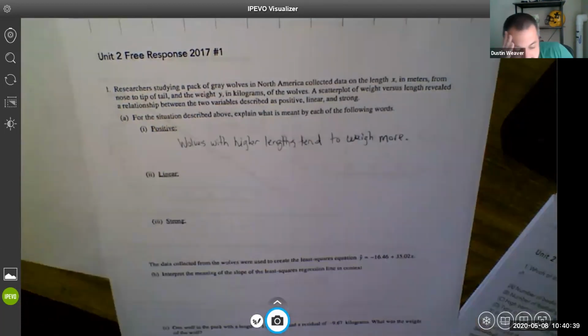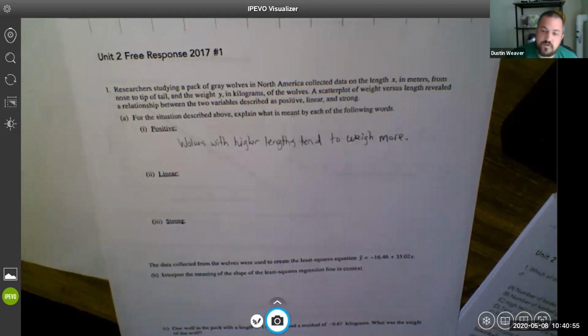So you don't want to say that as the weight increases, the length increases, because that's like a definitive statement. So you want to say it tends to increase, or on average it increases. That's a really key thing that can lose you a few points. So you want to say wolves with higher lengths tend to weigh more on average, or, if you take what Emma says, as weight increases, length also tends to increase on average. Because it doesn't happen every single time, but on average it does happen as you go through.